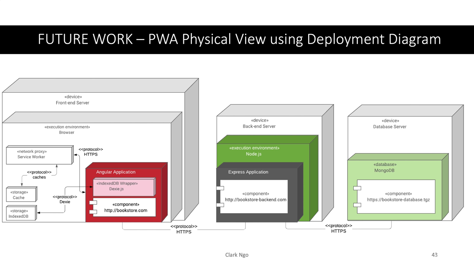And for the physical view with PWA, we added the network proxy, the storage cache, and storage IndexedDB, and inside of the Angular application, we add the IndexedDB wrapper, Dexie.js, to again enable the service worker and enable the caching that we do.